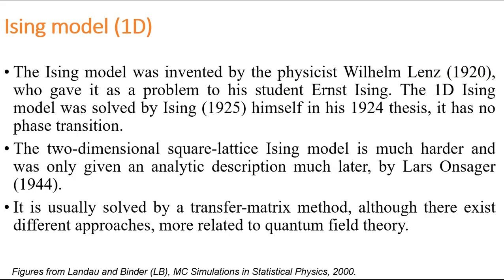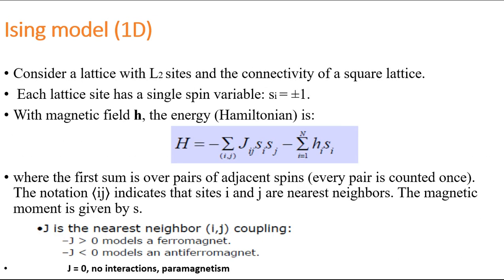The Ising model was invented by the physicist Wilhelm Lenz in 1920, who gave it as a problem to his PhD student Ernst Ising. The 1D Ising model was solved by Ising himself in his thesis in 1924, and it contains no phase transition, as we already discussed. The two-dimensional square lattice was much harder to solve and was solved by Lars Onsager in 1944. It is usually solved by the transfer matrix method, although there exist different approaches more related to quantum field theory.